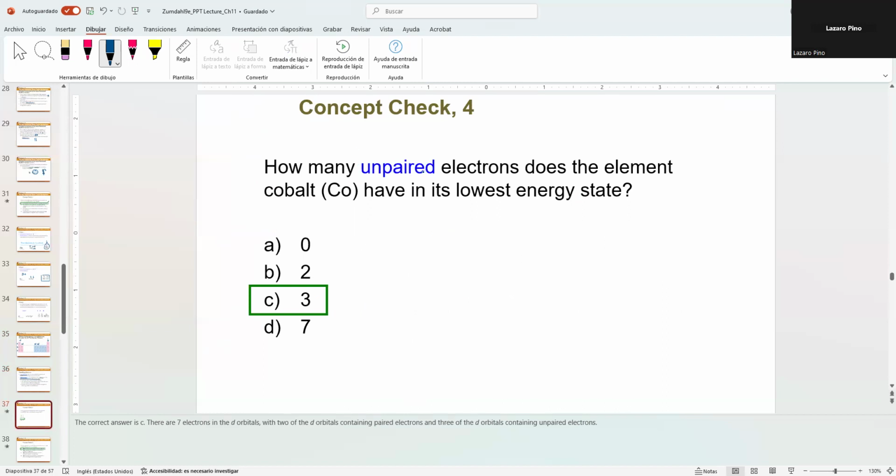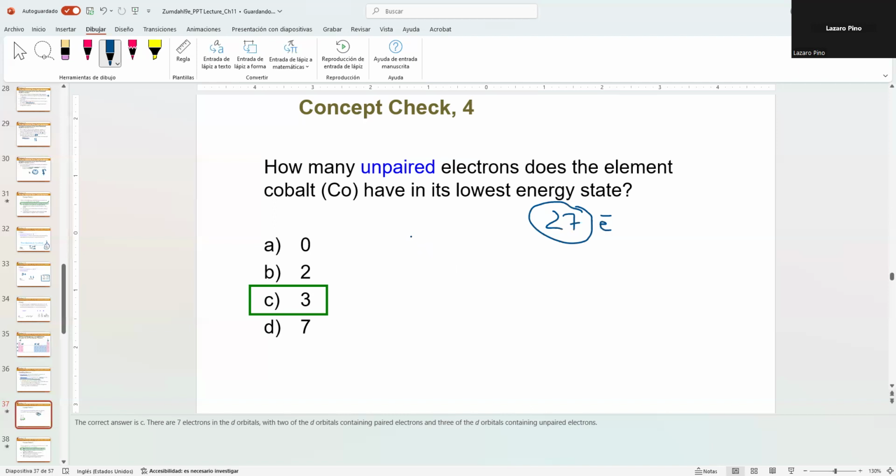For example, how many unpaired electrons does the element cobalt have in its lowest energy state? Well, first of all, you have to go to the periodic table. If you go to the periodic table, you can find out that the atomic number of cobalt is 27. 27 electrons. That's the atomic number of cobalt.